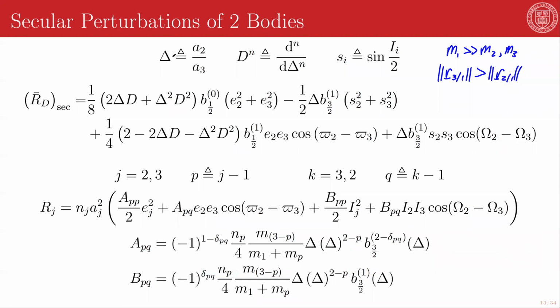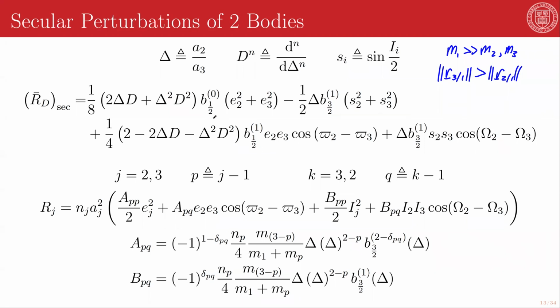We again define our ratio of semi-major axes, delta, as the osculating semi-major axis of body 2 scaled by the osculating semi-major axis of body 3. By this assumption, delta will always be less than 1. And we are still using the notation where capital D to the n represents the nth derivative in delta, and S sub I represents sine of half of the inclination of body I. So I can be, in this case, 2 or 3.